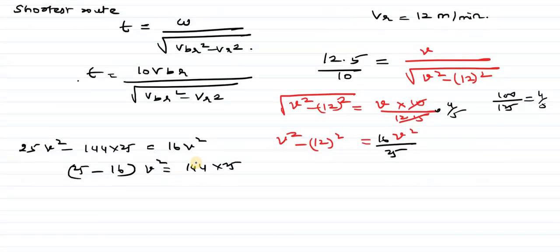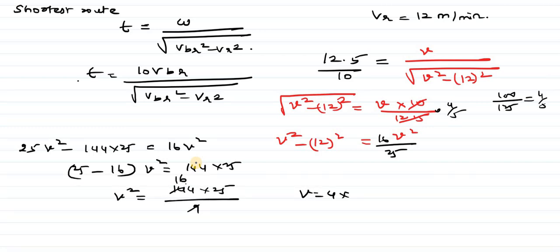V square will be equal to 144 into 25 by 9. Okay, so 9 table if it goes, you just cancel it. 1 9s are 9, 54 means how much it will be? It is 6 times. Okay, so V will be 4 into 5, which is 20 meter per second. Clear all of you?